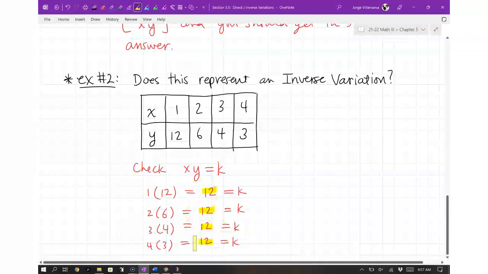That means this is an inverse variation. Now, if you're wondering how do I tell if it's not, one of these multiplications would not be the same. Maybe I would have gotten 12, 12, 8, 12. Then you're going to say, wait a minute, why is there an 8 there? They all have to match. So if one of them doesn't match, then it's a no. It is not this type of variation, inverse, direct, whatever it happens to be. They have to match in order for them to fit. Okay? So I'm just going to say, yes, this is an inverse variation.